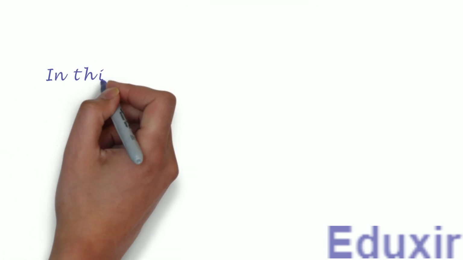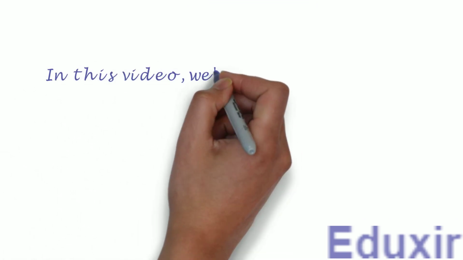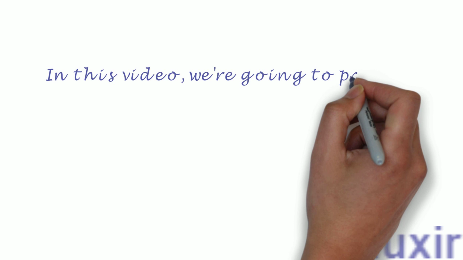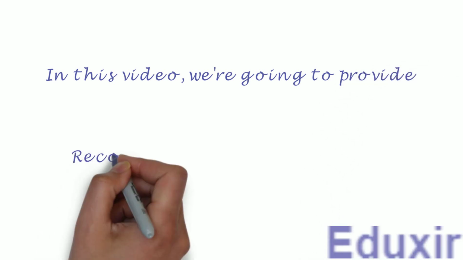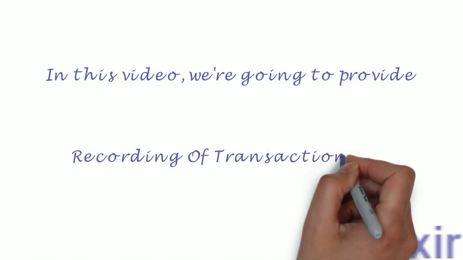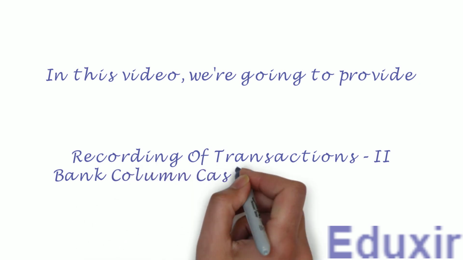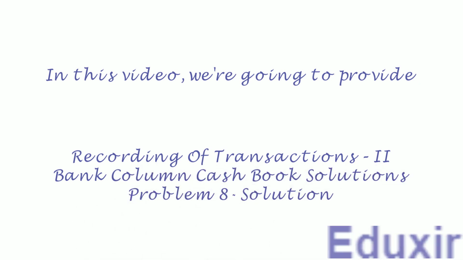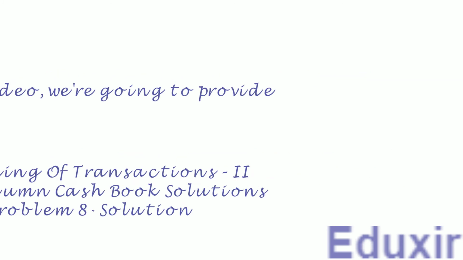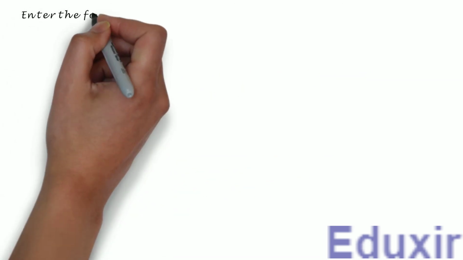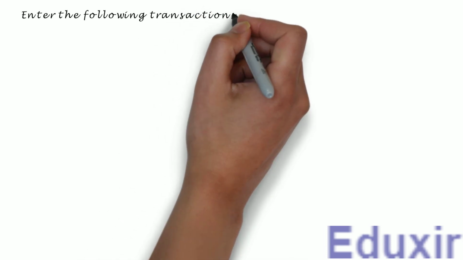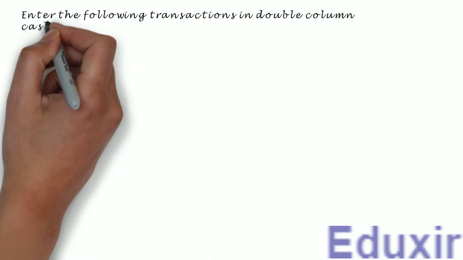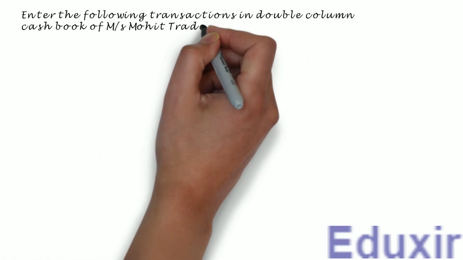In this video, we are going to provide recording of transactions to Bank Column Cashbook Solutions. Problem 8 solution. The problem statement is as follows. Enter the following transactions in double column cash book of Messrs. Mohit Traders for January 2000 plus.